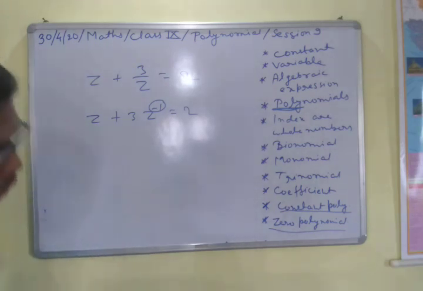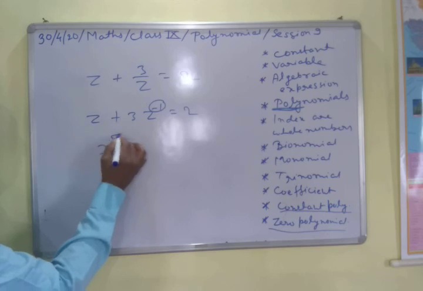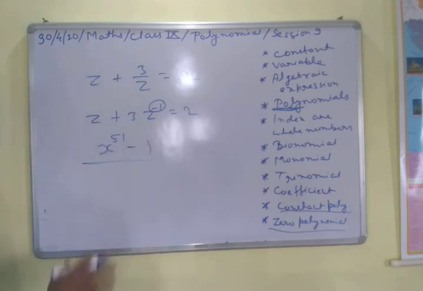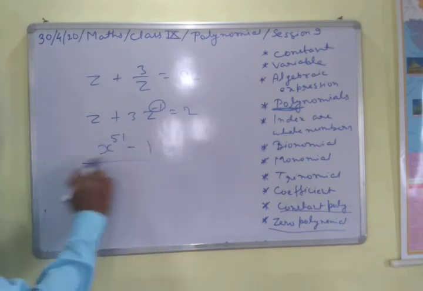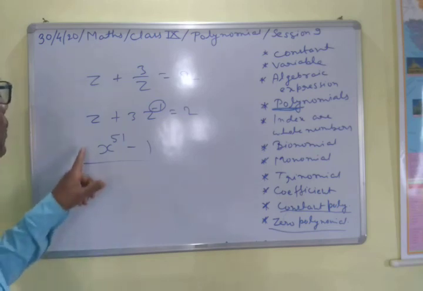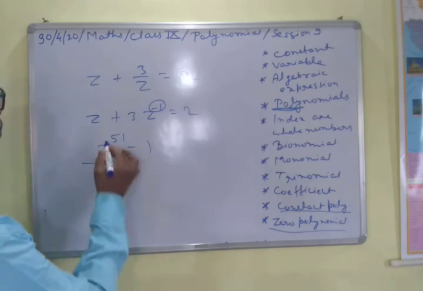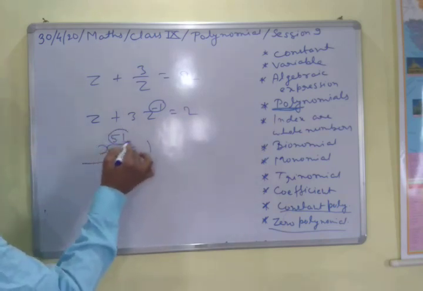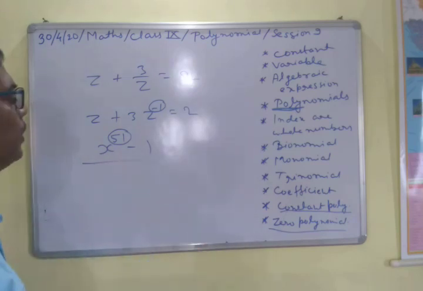We have another question like this: x to the power 51 minus 1. Is this a polynomial or not? This is a polynomial actually, and here the degree is 51 in this case, because the highest power is 51.